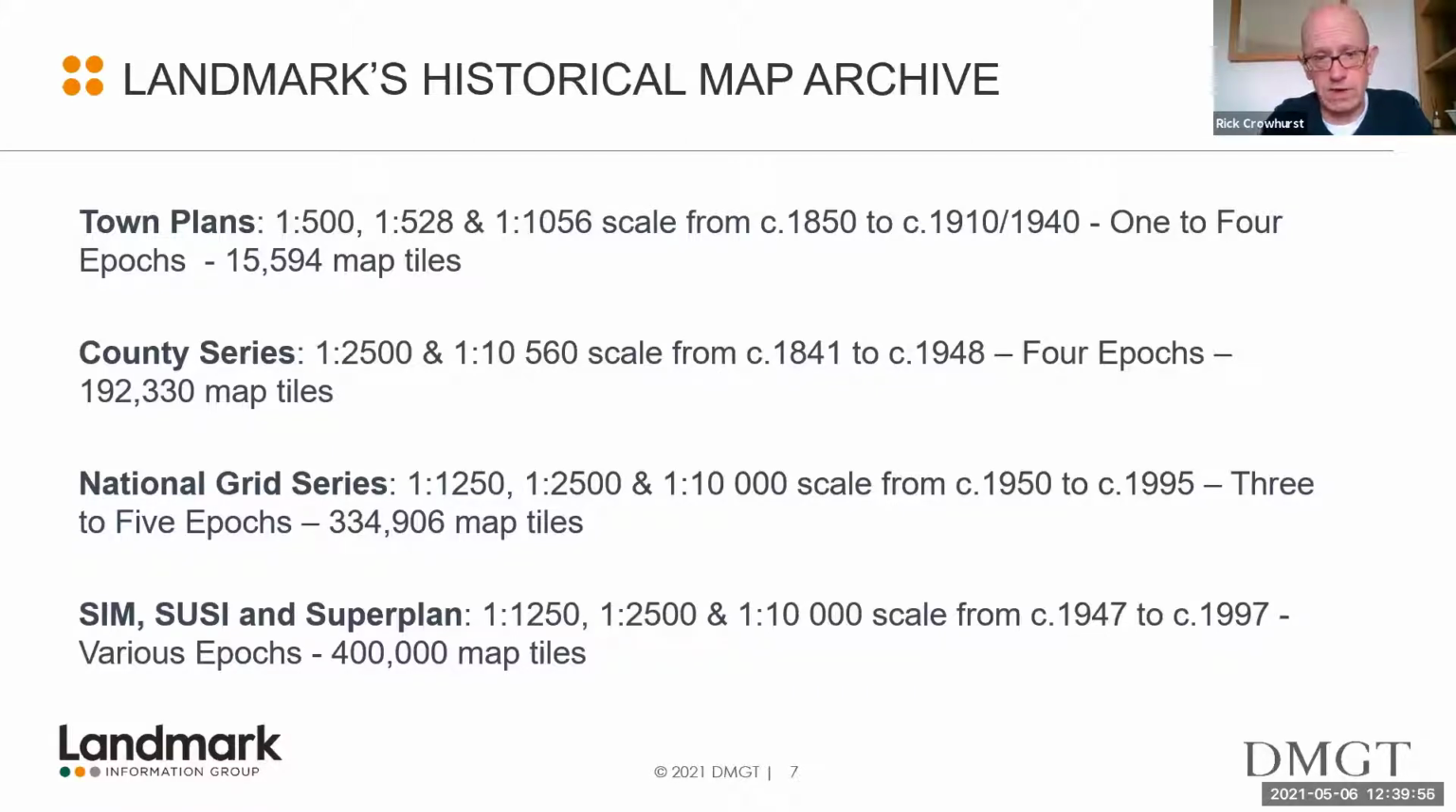So to break down the archive a bit more, and as I say, I'm focusing here on the Ordnance Survey archive, and the first 3 elements that you see in your list there are those that are held within the Digimap system. The town plans, just about 15,500 map tiles. That's individual maps that have been scanned, geo-rectified, edge-matched. The town plans, variety of scales, predominantly 1 to 500 or 1 to 528.